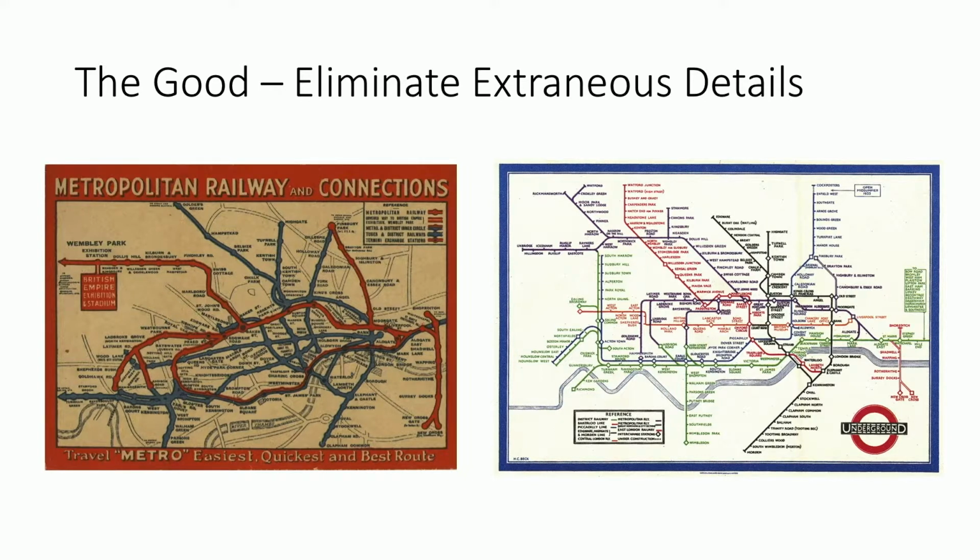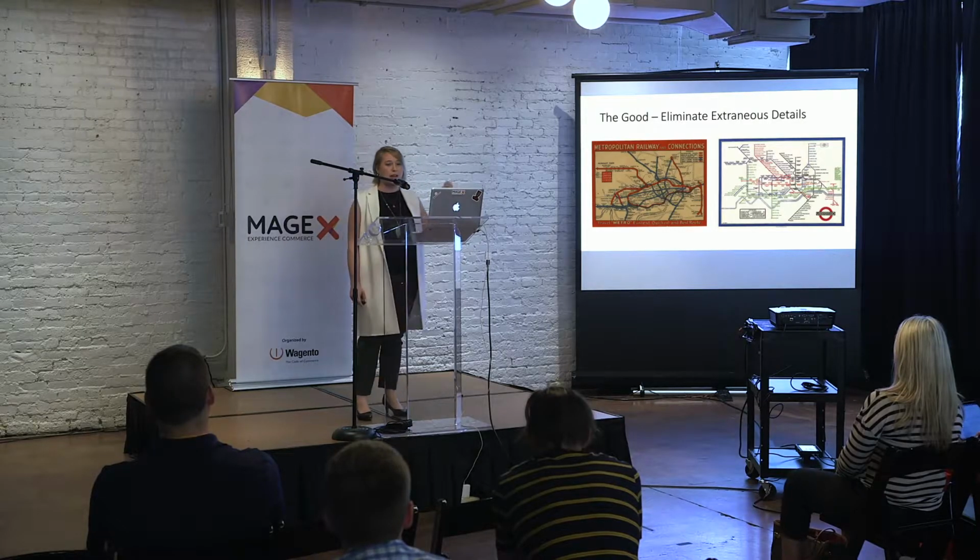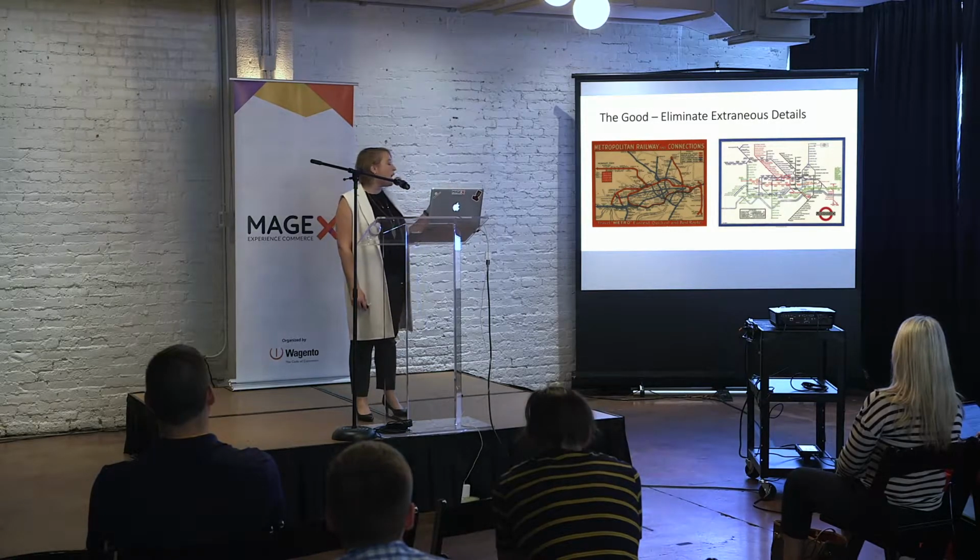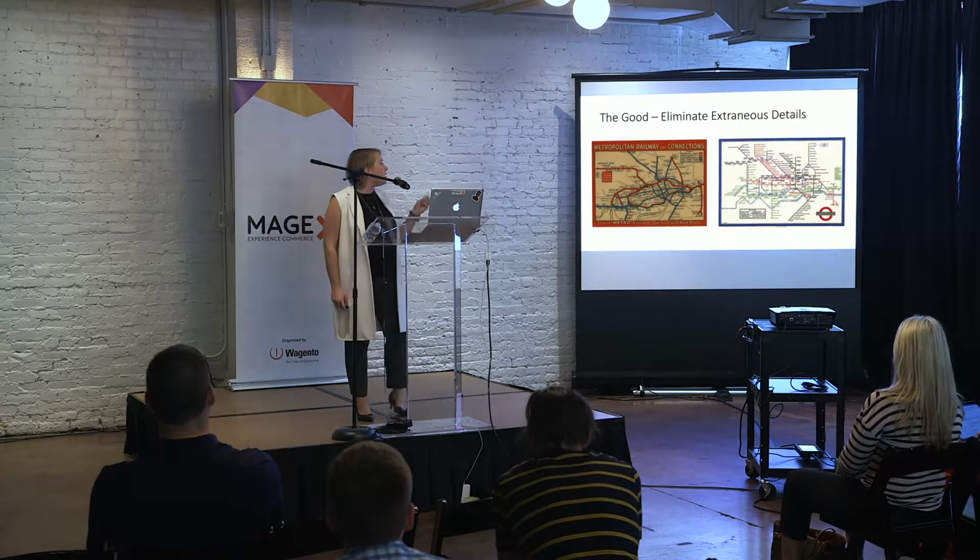So Beck redesigned this map, and he thought about his audience and realized that underground riders don't really care about where they are in relation to this geographic map. What they care about is how many stops they have before they need to get off, and where those connection points are. So he was able to take a lot of these things out. He was able to remove some of that extraneous detail that wasn't helping them out and make something much more simple. And so you can see it's a lot more linear.